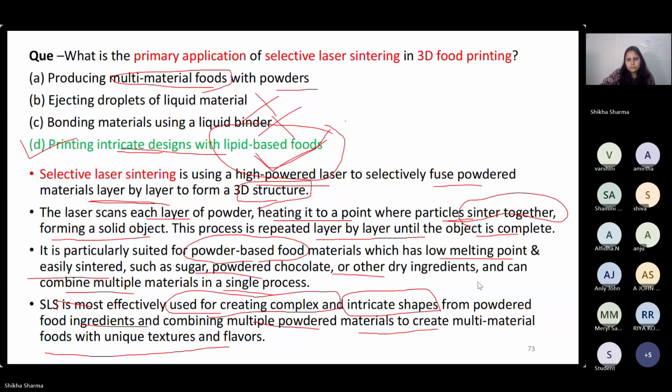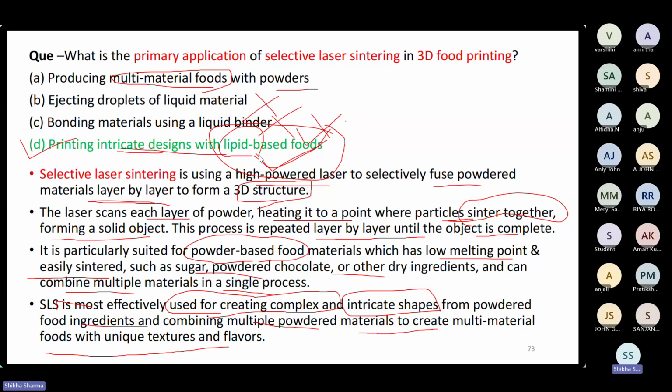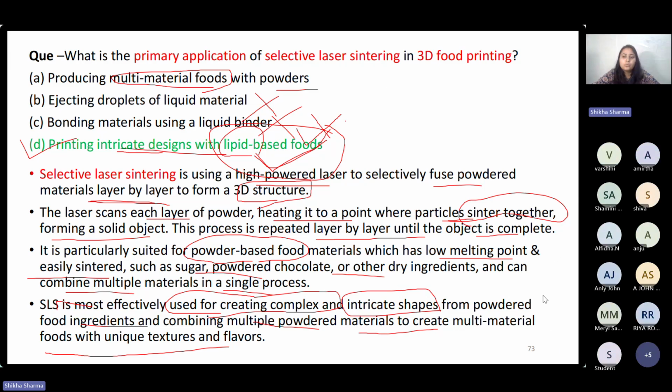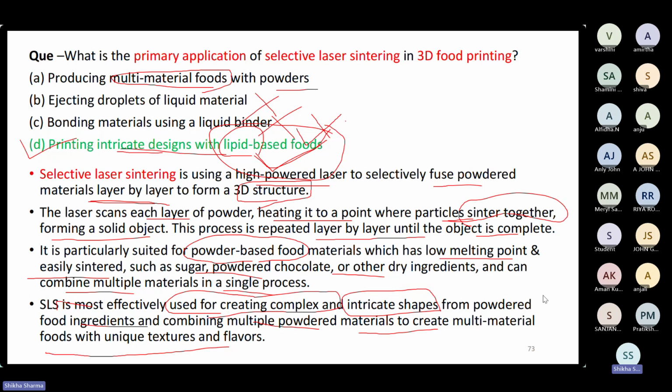Okay. Option D usually involves extrusion based printing, not sintering. So lipid based food is basically not used in extrusion. Lipid based food we usually get in powder form, and when we heat it, it easily melts and makes a sol, a homogeneous kind of product, and when the sol is cooled down, it becomes a solid object.